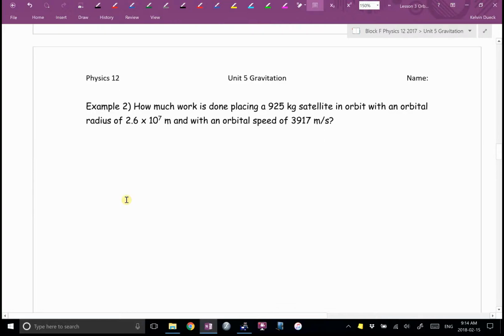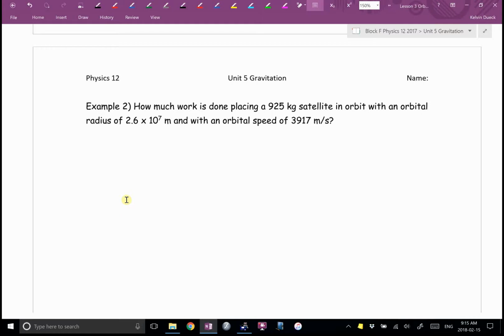Here it is. I like example 2. I sort of like example 2, except in example 2, I gave you the orbital speed. Later on, I won't be giving you that. I'll make you calculate it. We can handle this. What's example 2 want me to find? It's going to take a lot of work.